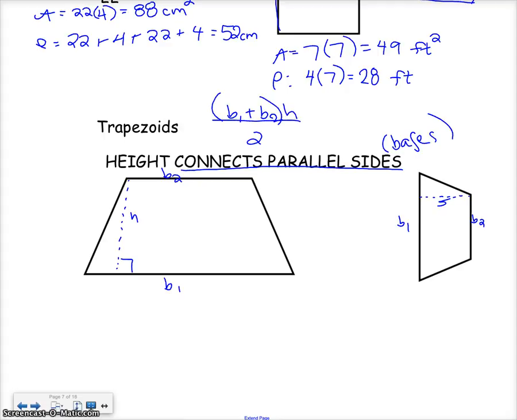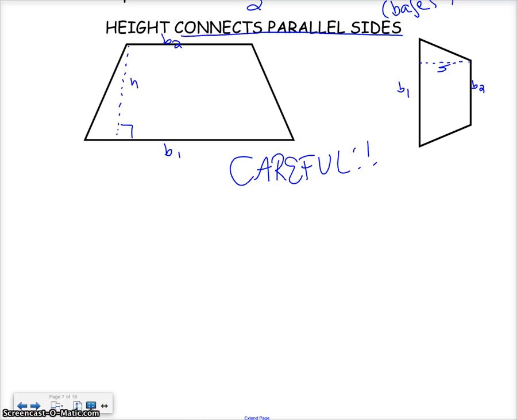And addition is commutative. What you do need to be careful of, careful, look, I'm yelling at you, careful. You need to be careful for how you put it in your calculator. For instance, I'm going to make one. 2, 7, 3. Here is a trapezoid.